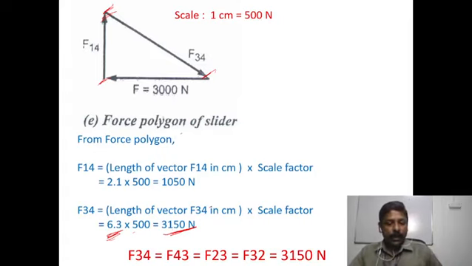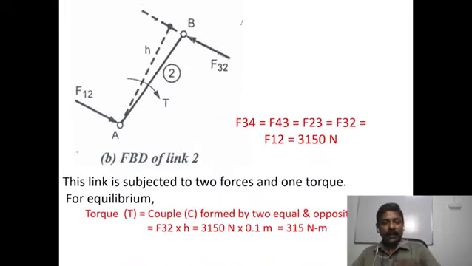We know that F34 is equal to F43, equal to F23, equal to F32, equal to 3150 Newton, because equal and opposite forces are the same. So after calculating F34 we easily find the other forces, F43 equal to F23, and F23 equal to F32. All are the same, so their values are 3150 Newton. We have now completed the free body diagram of link 3, that is the connecting rod and slider.